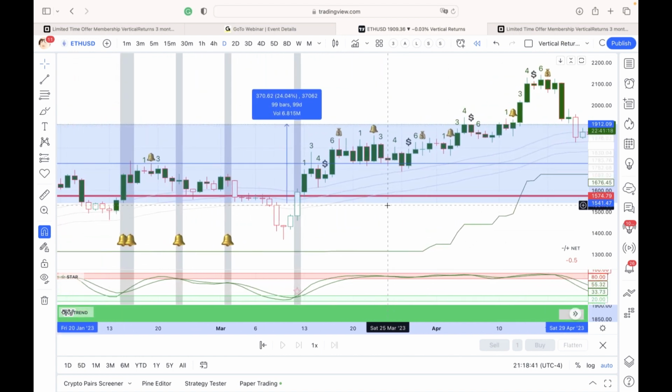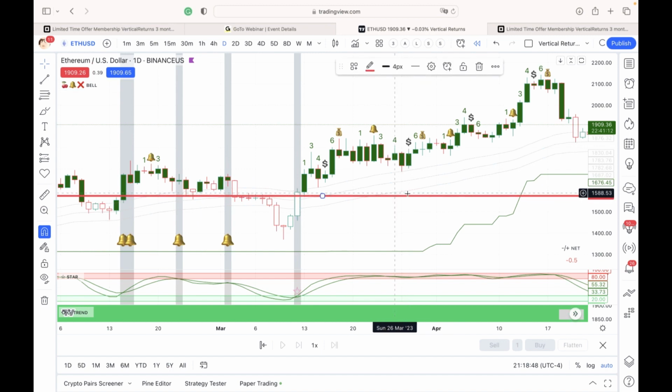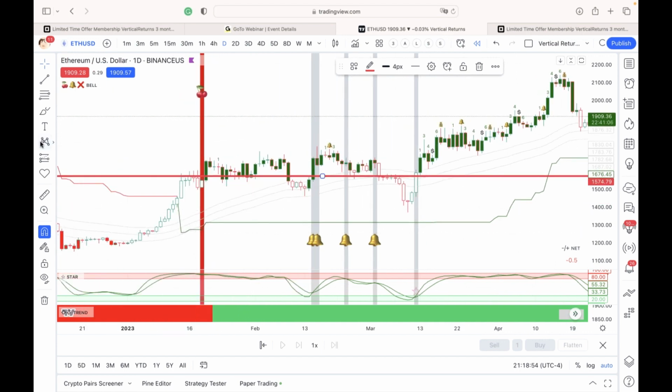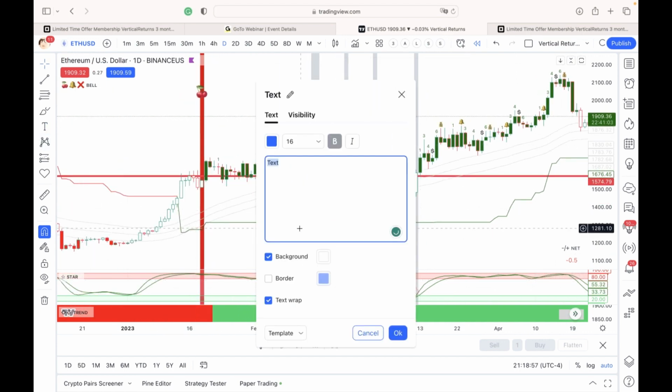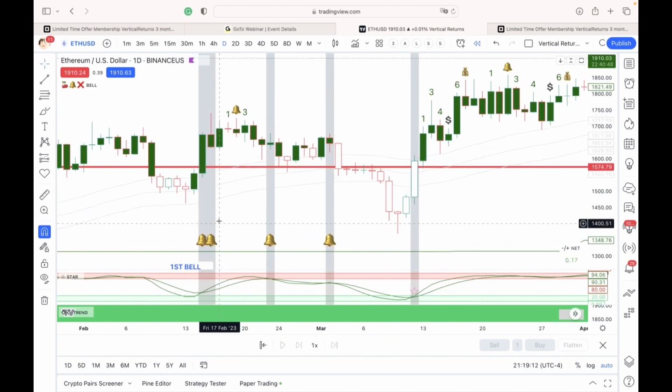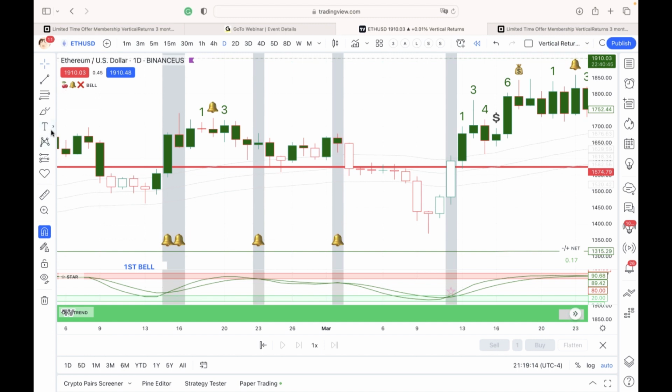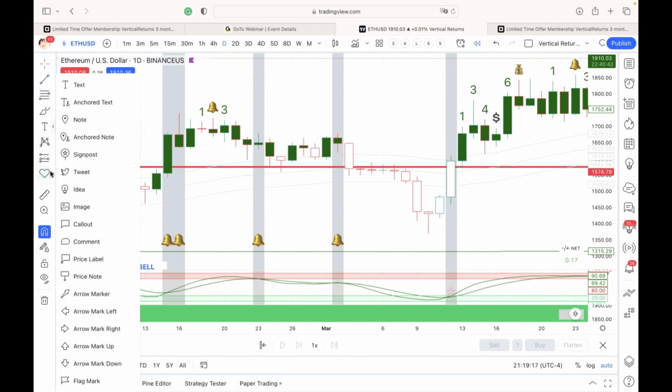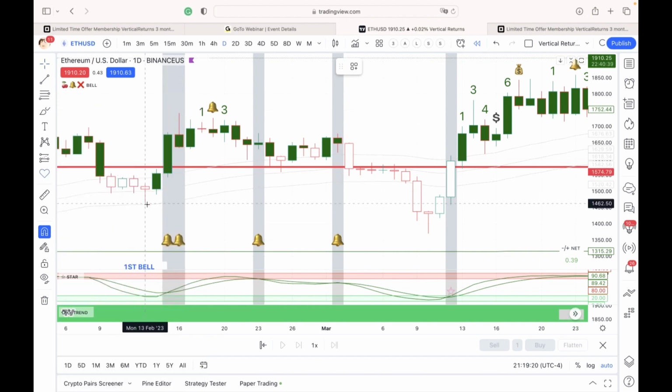But just look at, for instance, where it crosses the river on the one, all the way till when you get the first red. So here's the first bell, which is right here. You could have taken a trade on the first bell, and then as soon as it came close to the river, you could have gotten out. And then when it came down again and you got the star, you can get in another trade there.